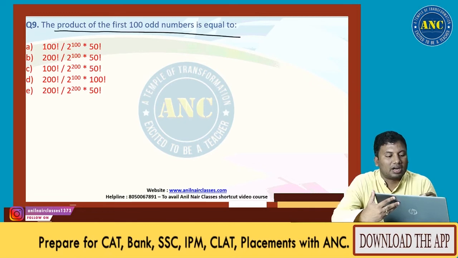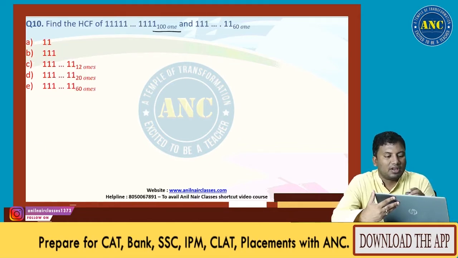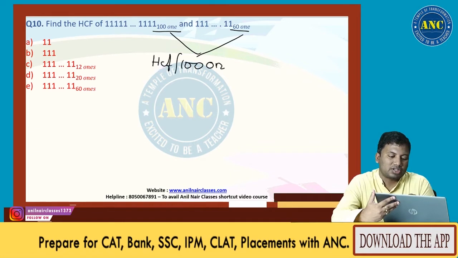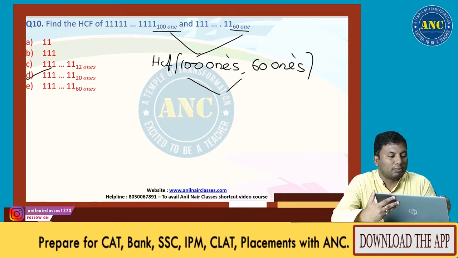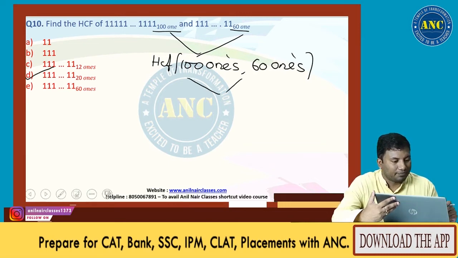Product of the first 100 odd numbers. I simplified the question and removed 2 zeros. Directly I got the answer 1. Yesterday the shortcut also we discussed. Next one, HCF of two numbers, 100 ones and 60 ones. Take the HCF of 100 ones and 60 ones. The HCF of 60 and 100 is 20. The answer is nothing but 1 written 20 times.